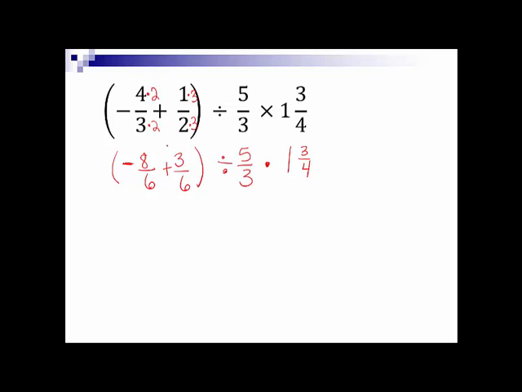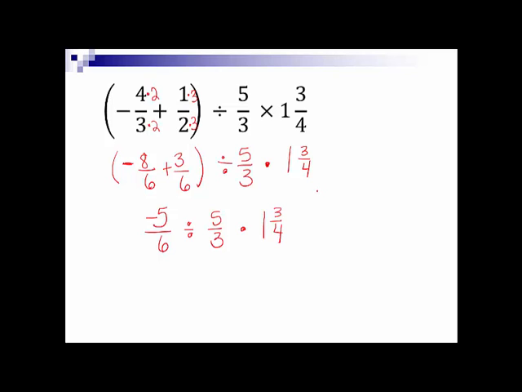So now I work still within parentheses. -8 plus 3, are those signs the same or the signs different? Signs are different. I find the difference. The difference between 8 and 3 is 5. I keep my negative. So it's -5/6 divided by 5/3 times 1 3/4.